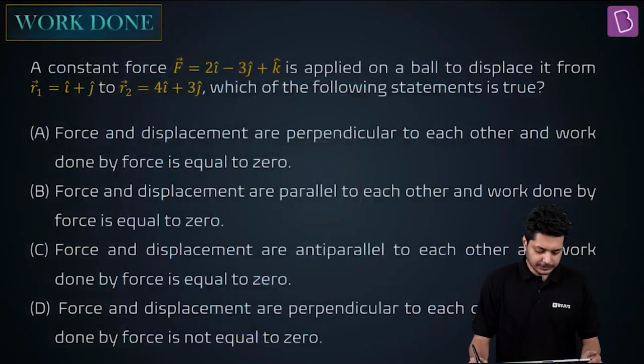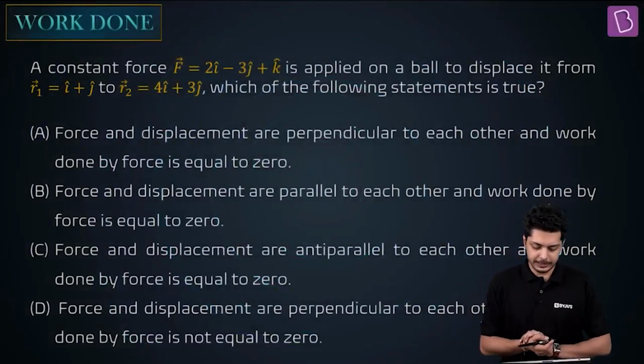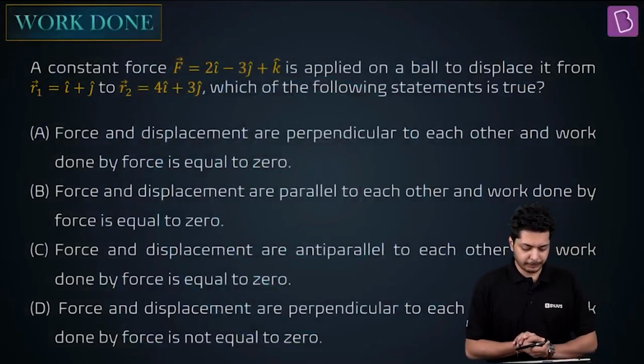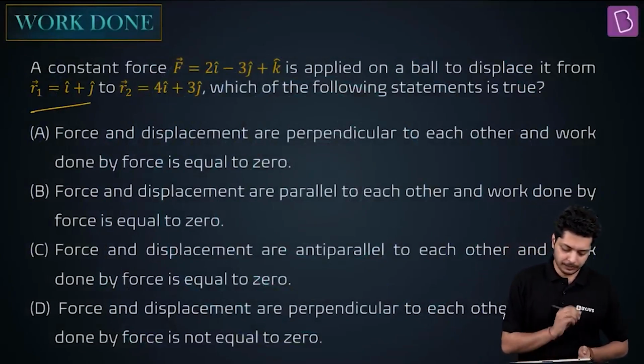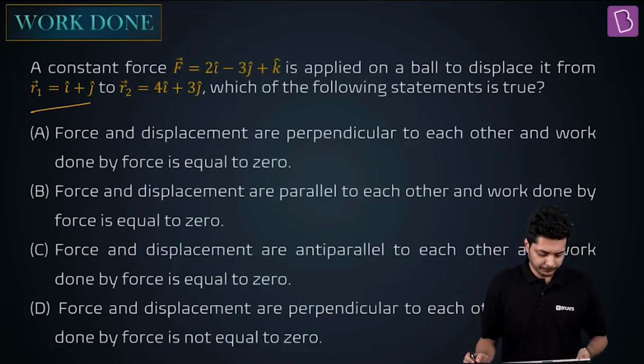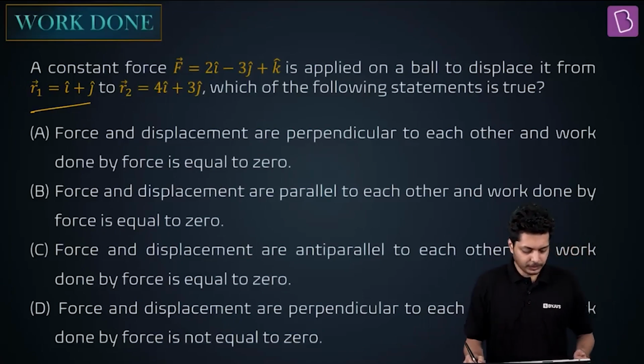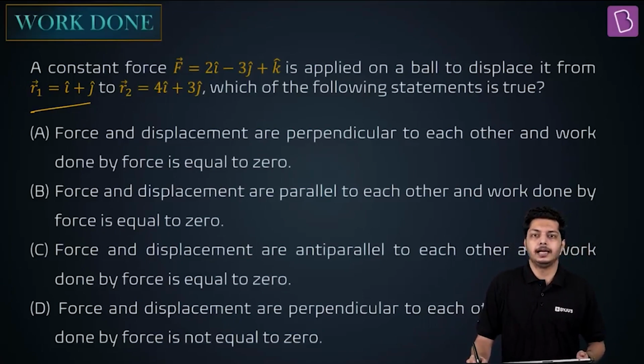A constant force F is equal to 2I cap minus 3J cap plus K cap is applied on a ball to displace it from R1, which is I plus J, to R2, which is 4I cap plus 3J cap. And it is asking that which of the following statements is true.